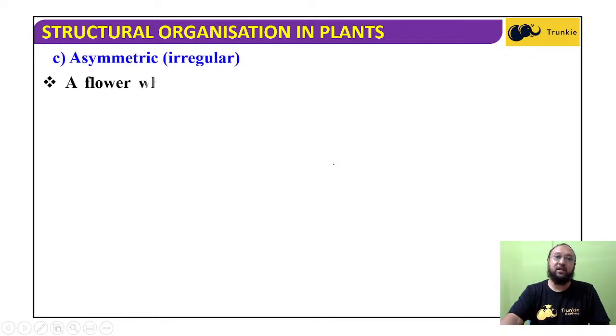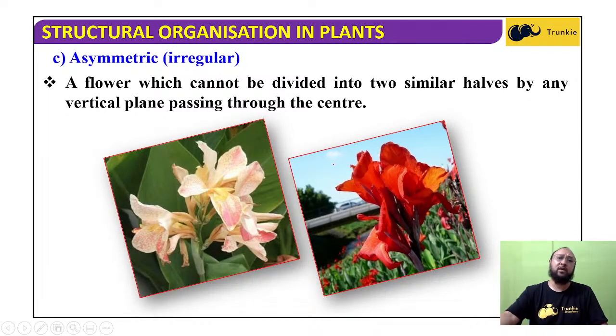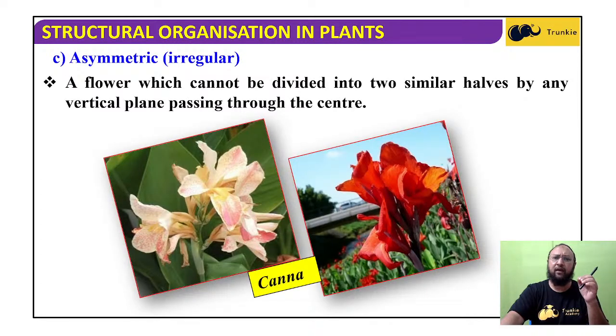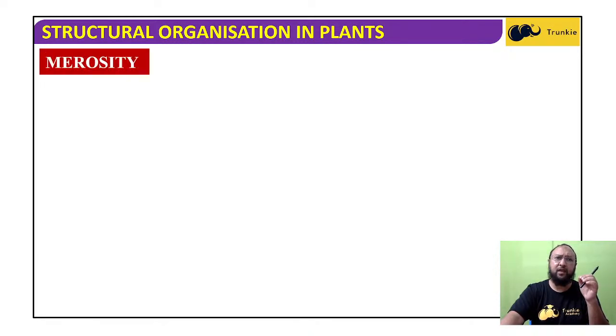Now asymmetric, or irregular. Whichever plane you cut through the center, the flower cannot be divided into two identical or equal halves. So canna is the example. This is irregular and asymmetrical.